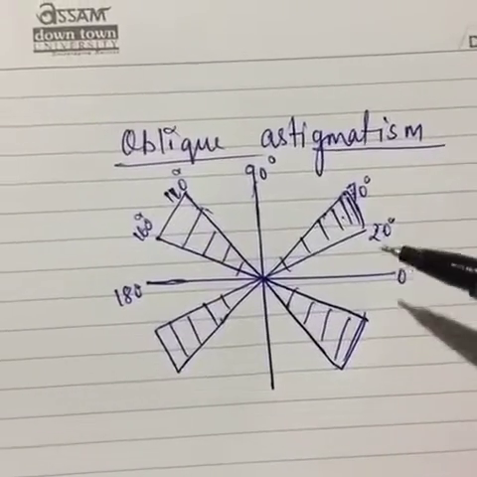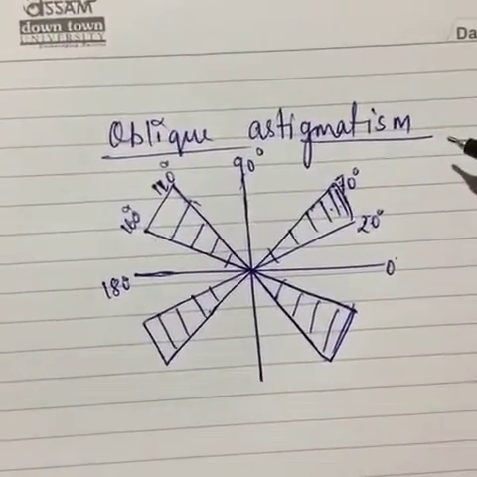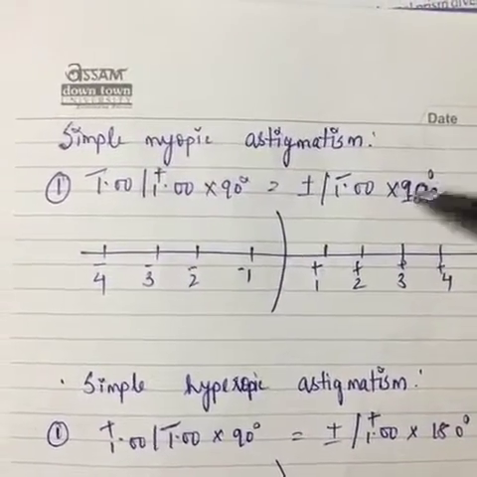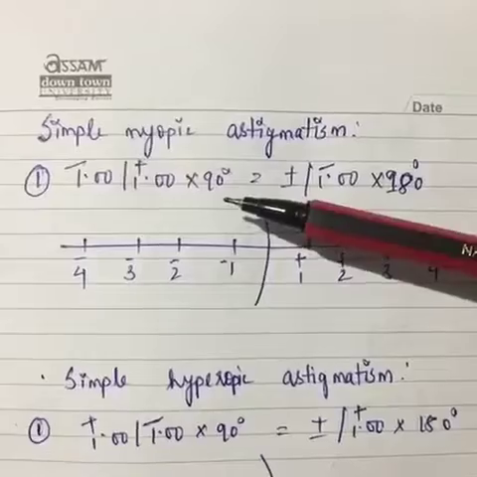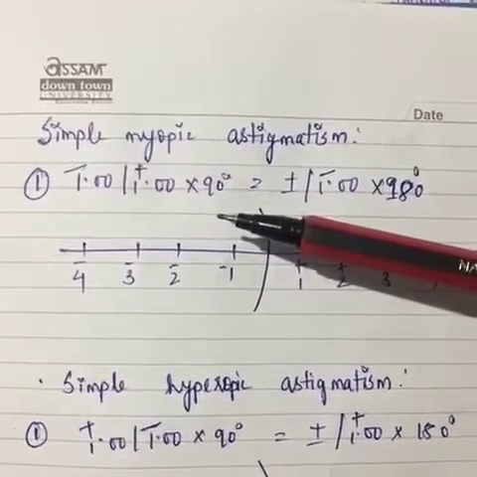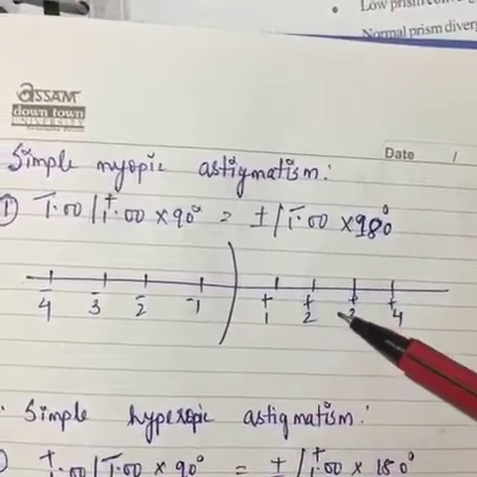That is subdivided into bi-oblique astigmatism. Now, how do we find out simple myopic astigmatism? Just take an example: -1 diopter spherical with +1 diopter cylindrical in a plus-minus scale like this.